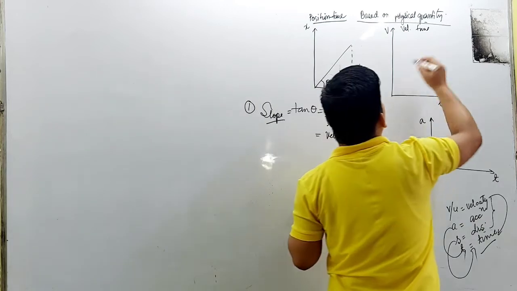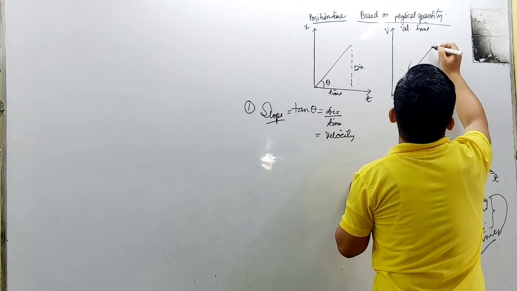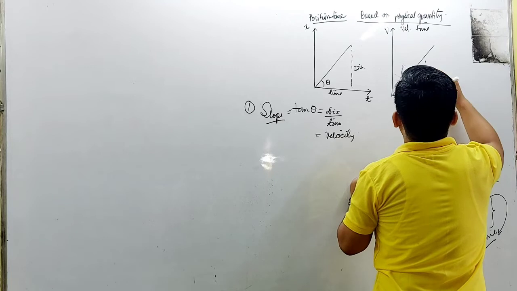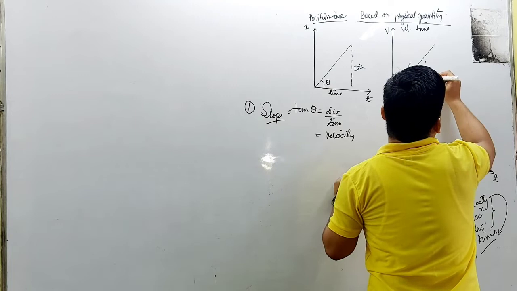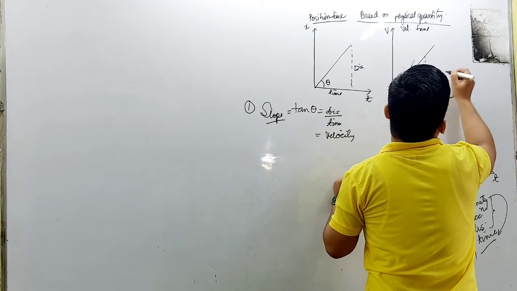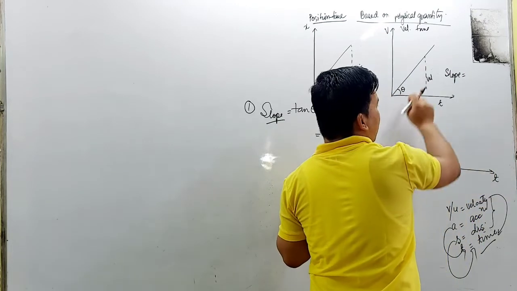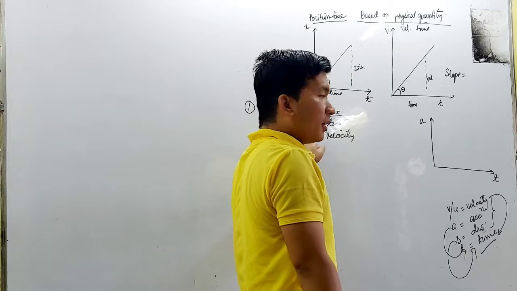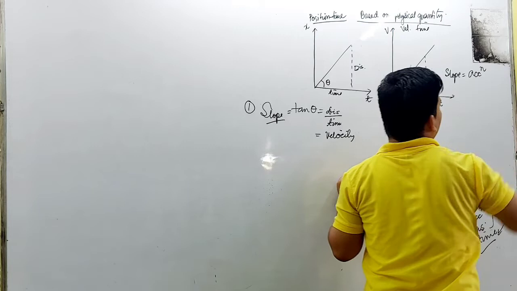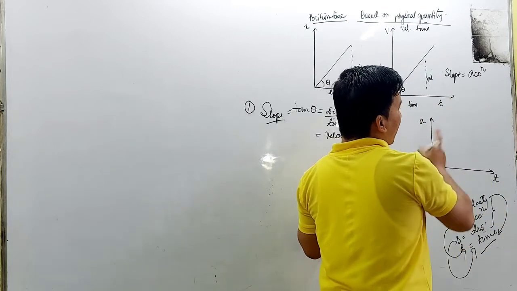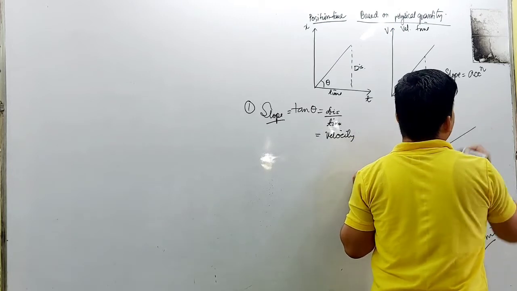Next, we consider a graph between velocity and time. This is very simple. This is theta. Here the slope will be velocity divided by time. We will be having acceleration. Slope will be equal to tan theta, which is velocity by time, and it denotes acceleration. For acceleration it is the same idea, very simple.